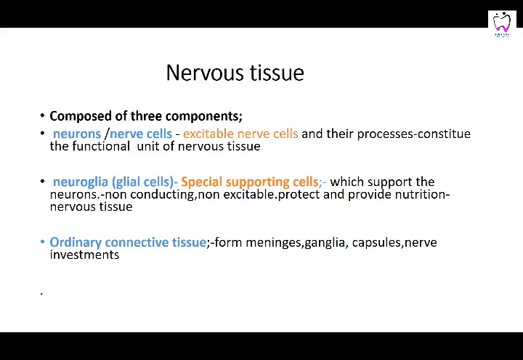And then you have the ordinary connective tissue, which includes the meninges, ganglia, capsules, and nerve investments. That is, other than the nerve cells and the neuroglia, you have the connective tissue which you cannot put in either the neurons or the group of the neuroglia. It includes the meninges, the ganglia, and the capsules or coverings, that is endomysium, perimysium, epimysium, all these.